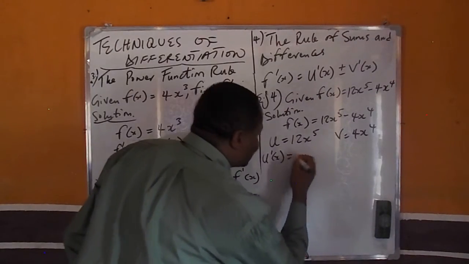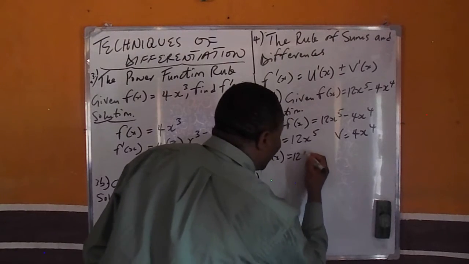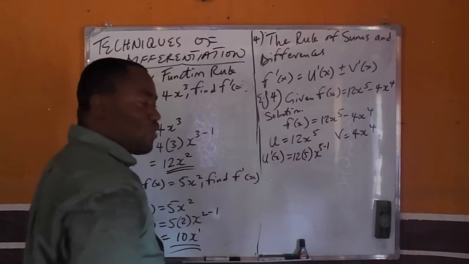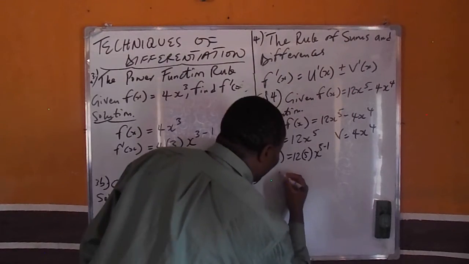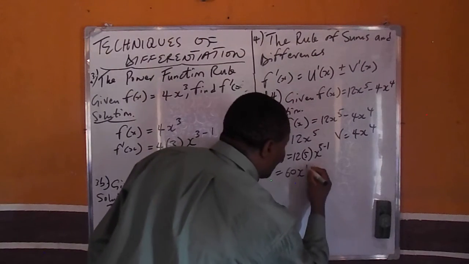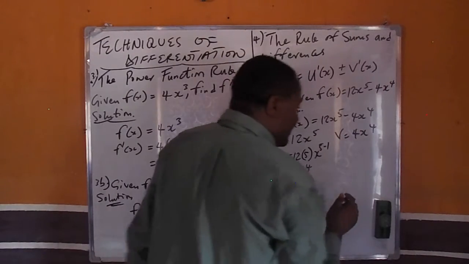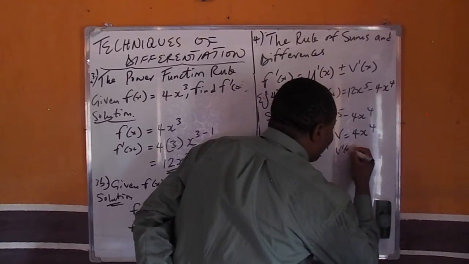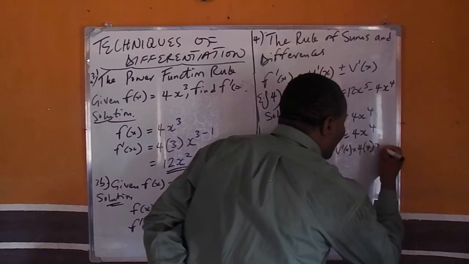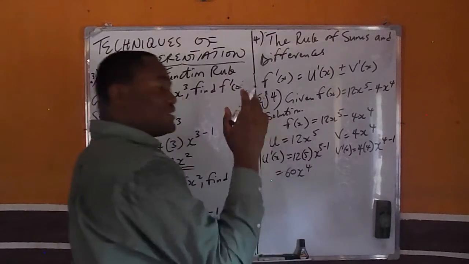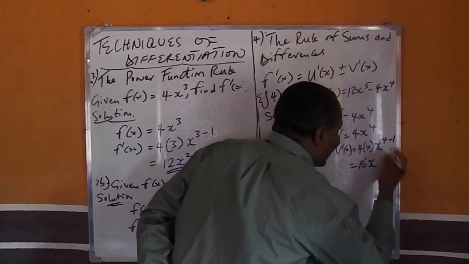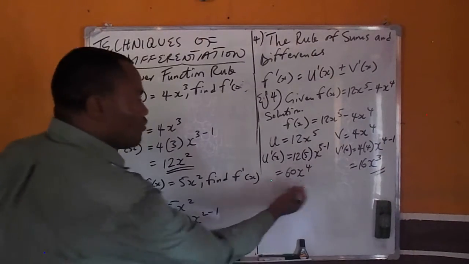Now, u prime of s equals, when we solve this, we have 12 in bracket, this 5 comes as 5s raised to 5 minus 1, the one we deduct from the power. 12 times 5, 60s, 5 minus 1, 4. Then what of v? v prime s equals 4, this 4 will come in bracket, 4s raised to 4 minus 1. That one we deduct from the power, which equals 4 times 4, 16, s raised to 4 minus 1, 3.